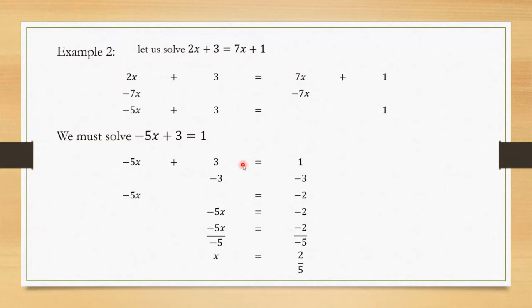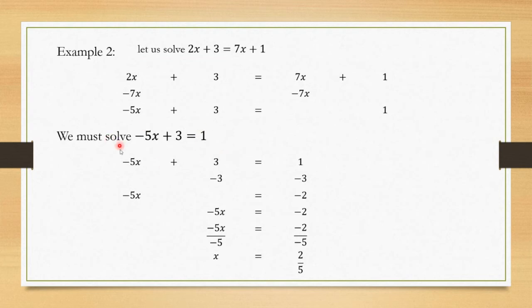All right. So for this equation, 2x plus 3 equals 7x plus 1, again, it's good to get x all alone on one side of the equation. So what I did was this. I subtract 7x from both sides. We get negative 5x plus 3 is 1. So this is the equation we have to solve.